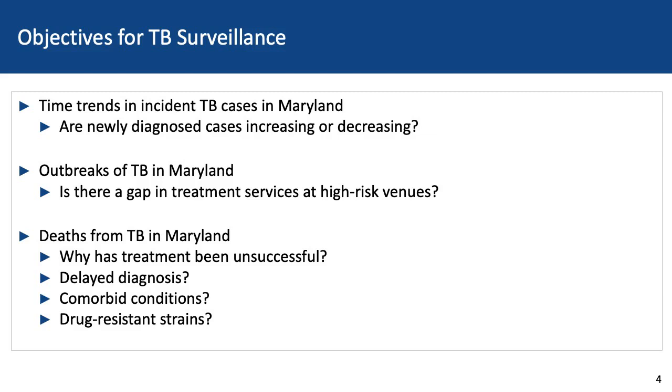If I saw that cases were increasing, it might suggest that there's a lapse in some of our public health surveillance programs. So that might be one specific objective I would have. Now, another objective might be to identify outbreaks of tuberculosis in Maryland. That would also give us a strong signal that there's a gap in treatment and services, particularly at high-risk venues.